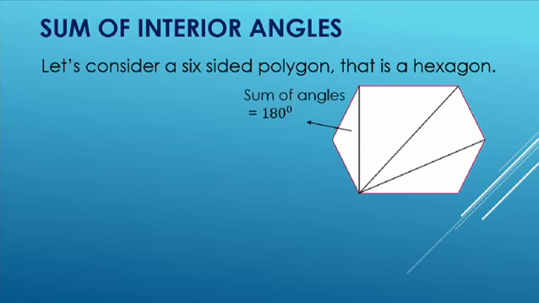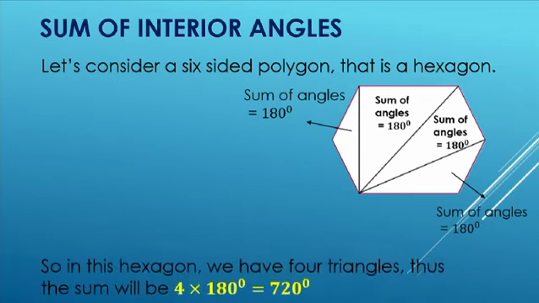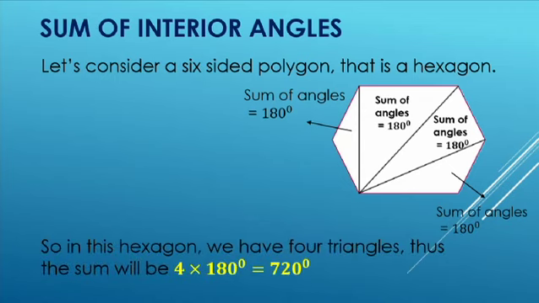And remember, the sum of angles in a triangle is always 180 degrees. So, what do we need to do to find the sum? Well, simple. We take 180 degrees and we multiply by 4. Why do we multiply by 4? That's because we have 4 triangles. So, the sum of interior angles of this hexagon will be 720 degrees.